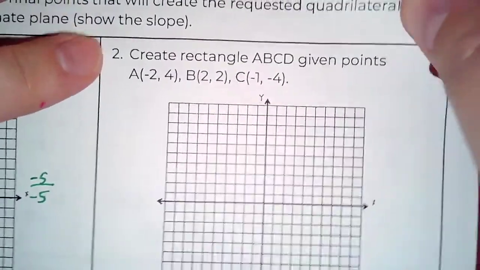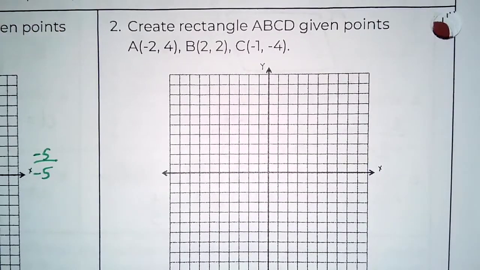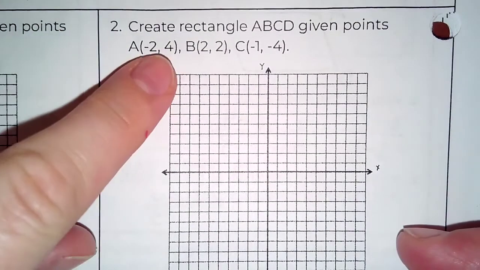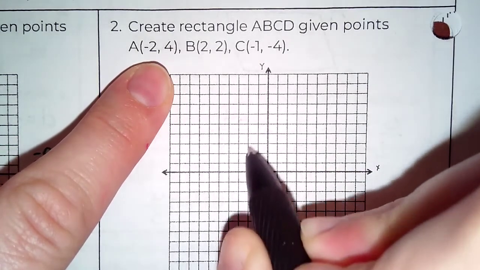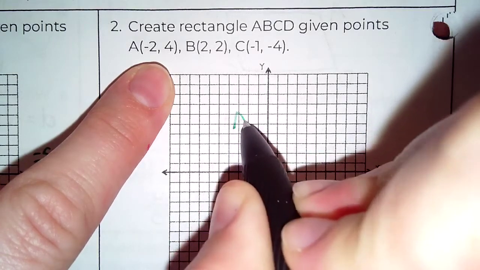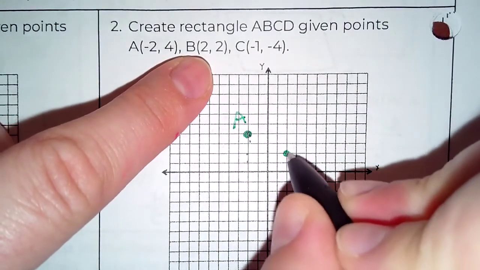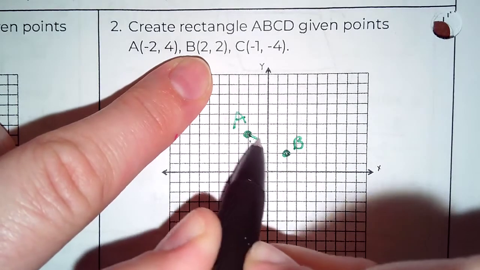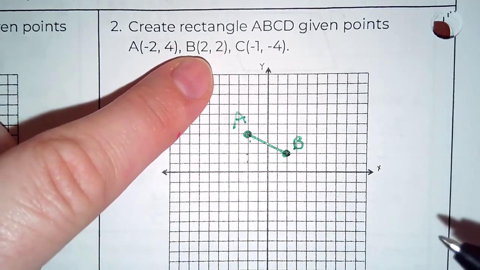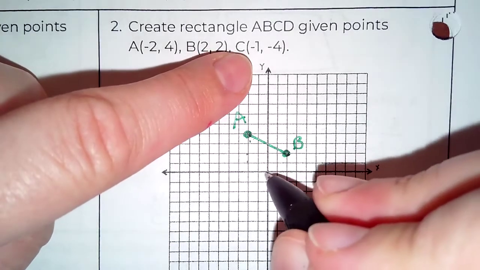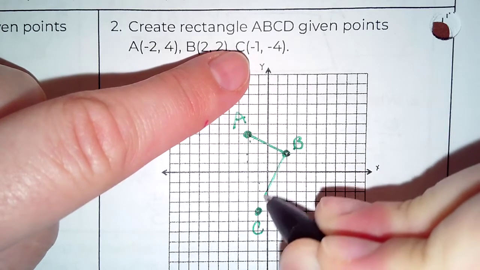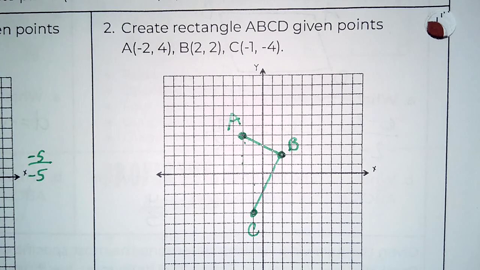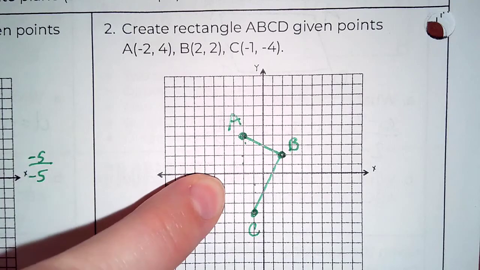Next one, create a rectangle, ABCD. So this is our last question, last one. Create a rectangle. So if A is at -2, 4, so left 2, up 4. A is here. B is at 2, 2. So I'm noticing those aren't on perfect crosshairs, so I'm going to have to use a slope for sure. C is at -1, -4. Left 1, down 4. C. If you connect as you go, maybe it gives you a better visual of where D has to be. Okay, D has to be over here somewhere.